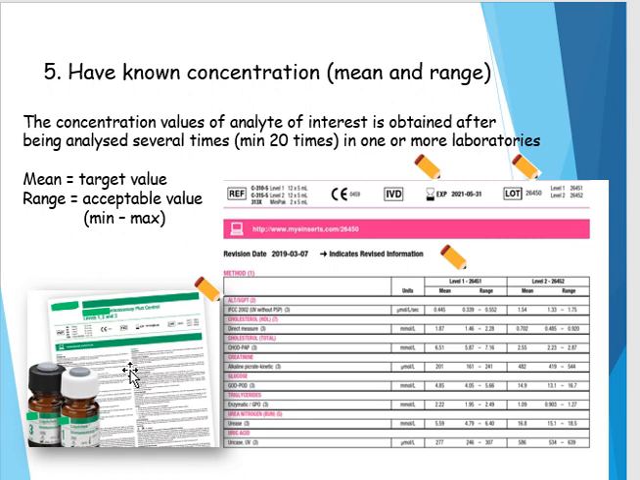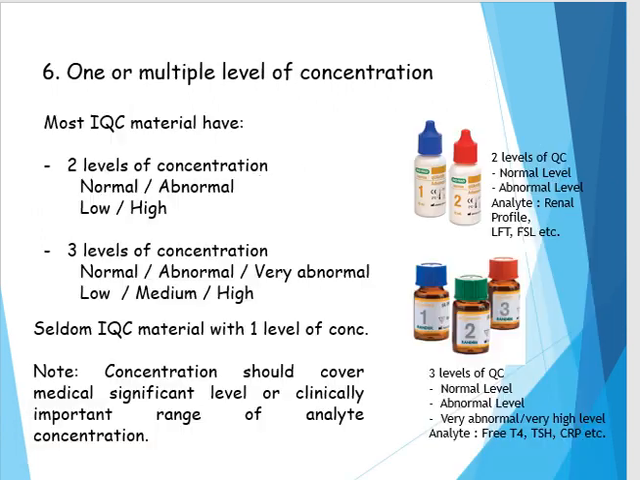It should come with the insert, and inside the insert it will state the analyte that we are interested to check, the unit of the analyte or test, and then the mean value and the range value, from minimum to maximum. This is the level 1 and level 2. Okay, there are two levels. So QC has one or multiple levels of concentration.